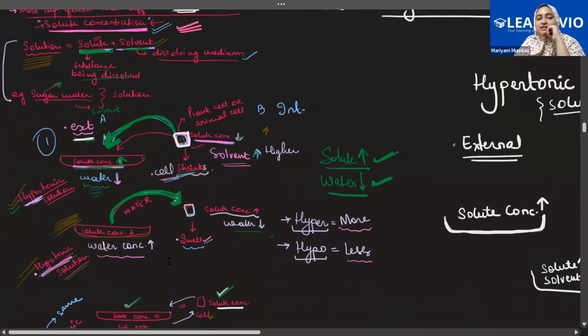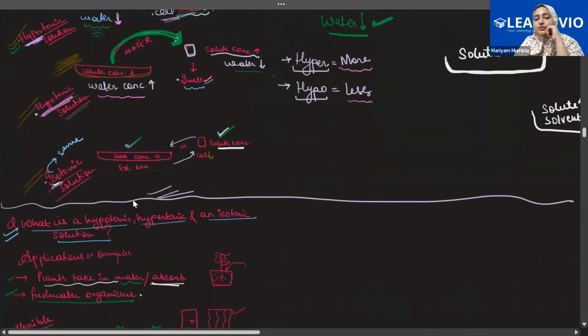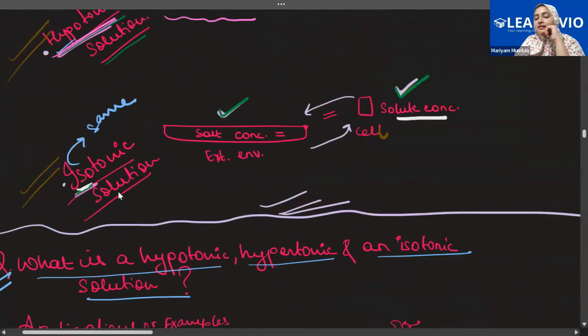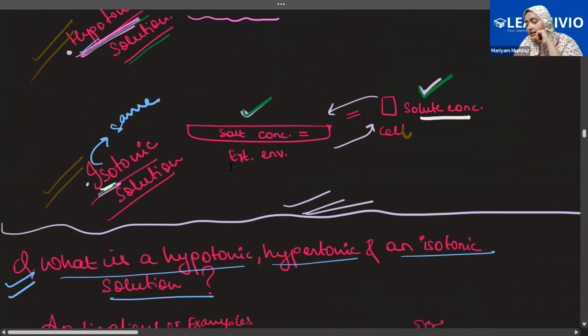And last is the case of isotonic solution. The word iso means the same. So in this case, the solute concentration in both the external environment and the internal environment is exactly the same, because of which you cannot see the movement of water.